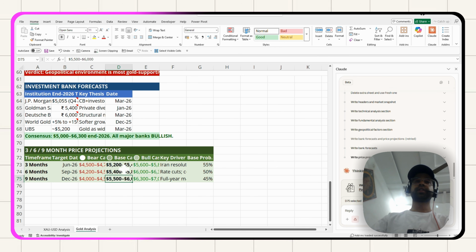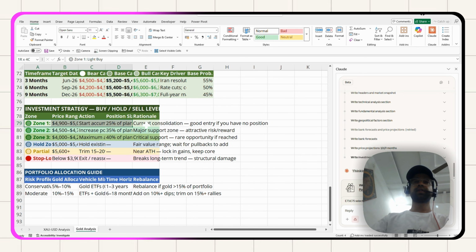So in a bull case, we can expect it to go well beyond 6,000 also. There we go. Investing strategy: Zone 1, current consolidation, good entry point if you have no position. Zone 2, attractive risk-reward. Zone 3, zone fold. Stop loss at 3,900, whatever it is, right?